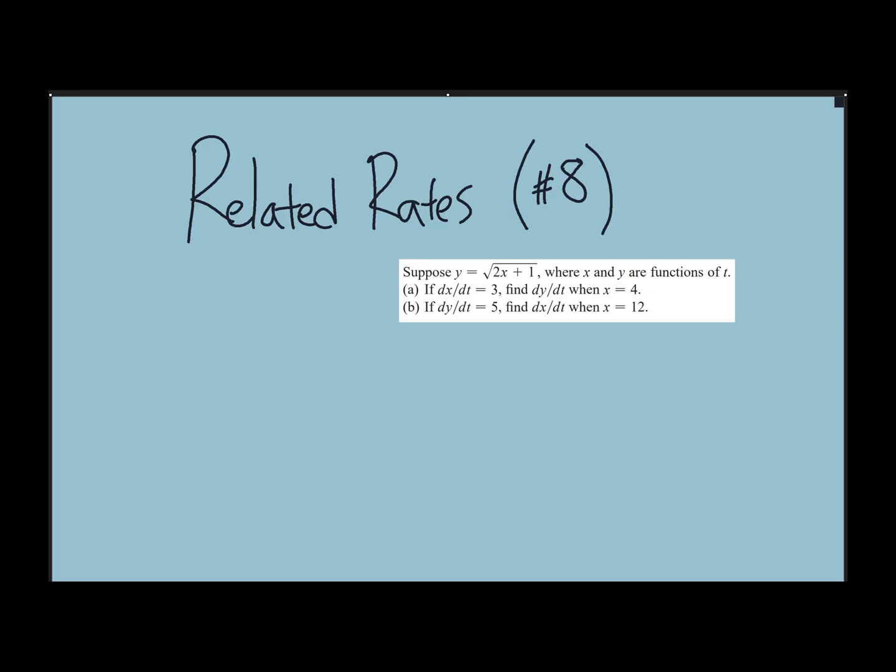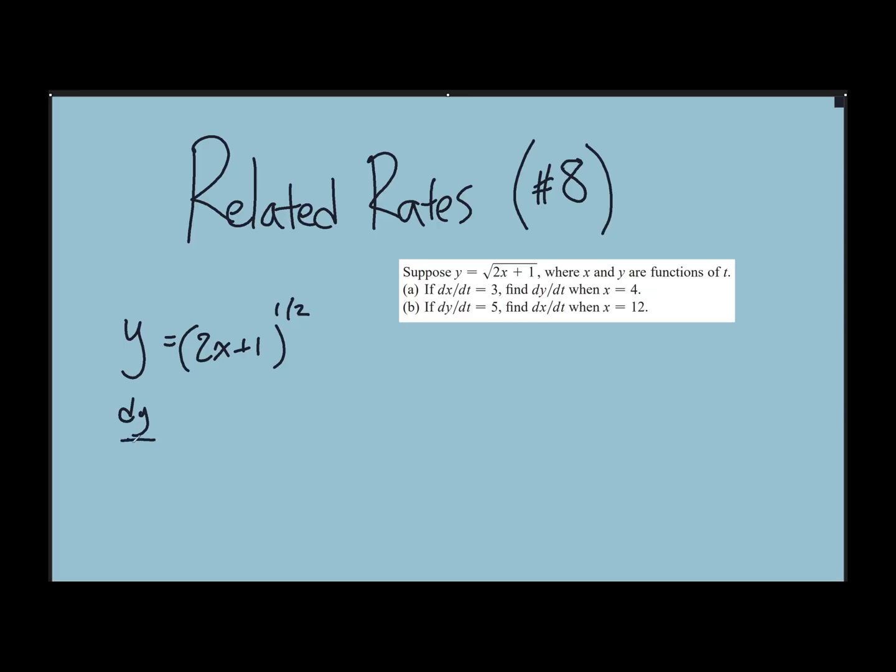So they give us a formula, y equals, and I'm going to write it like this, (2x + 1) to the 1/2, because square roots are stupid, right? It's an exponent of 1/2. And we need to find what? For part A, they're asking to find dy/dt, and the other one they want is dx/dt. So we might as well find dy/dt here just to start.